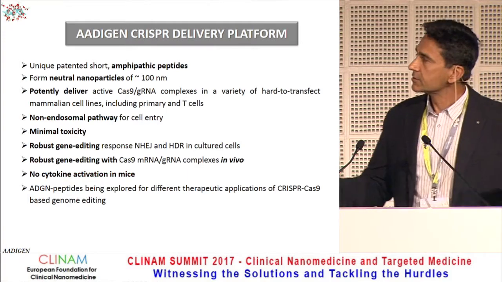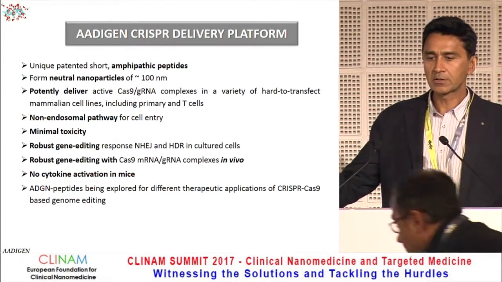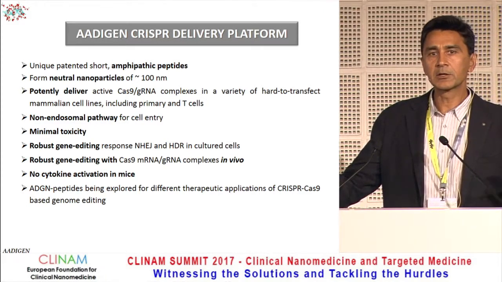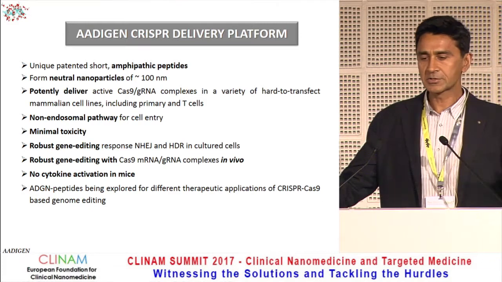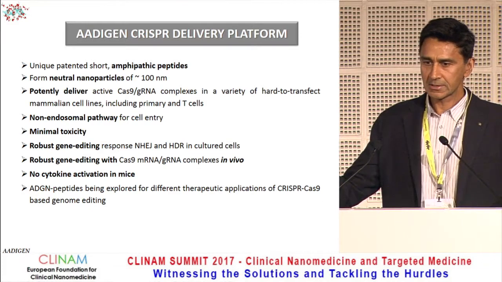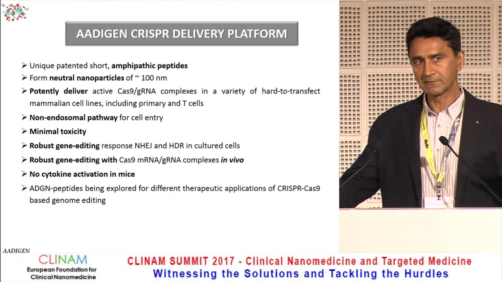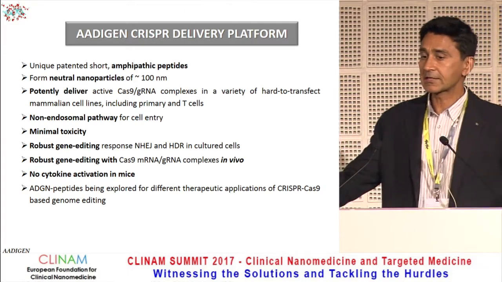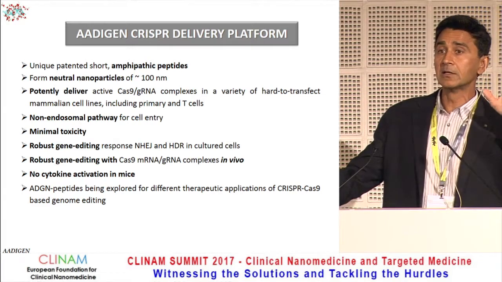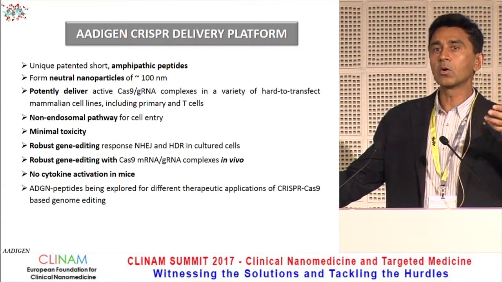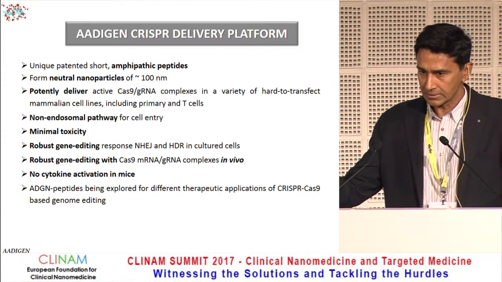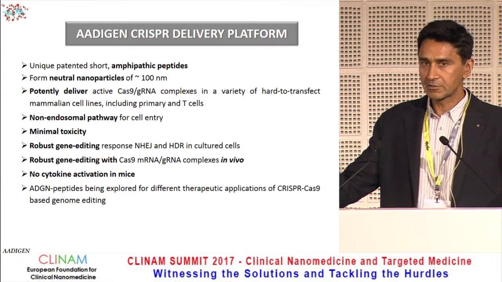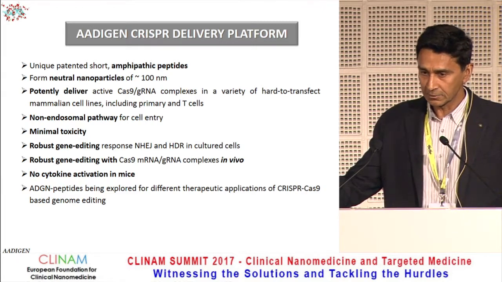So to summarize, again, these are short, patented amphipathic peptides. We can create these particles, and depending on the peptide, they can be neutral or they can be charged. They're more or less in the 100 nanometer size range, some below, some above, depending on which peptides and cargoes. We can deliver Cas9 gRNA complexes, whether it's the protein itself, the nuclease, or mRNA encoding the nuclease. And we've done that in mammalian cell lines, primary cells, T cells, and in vivo.